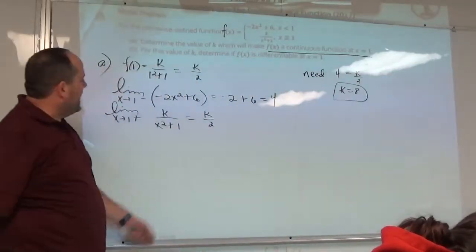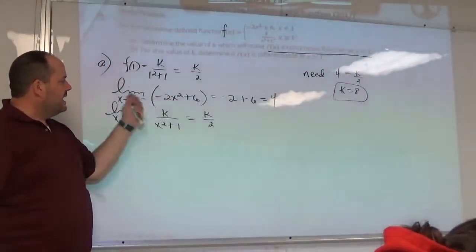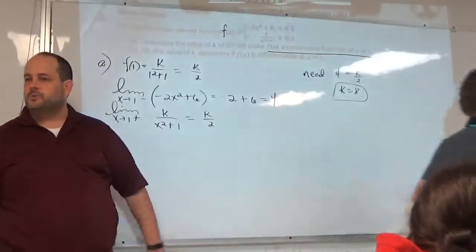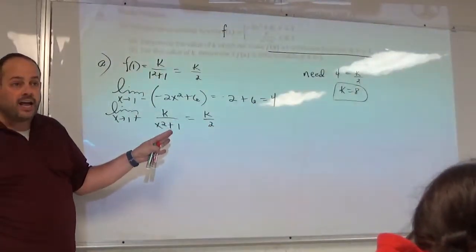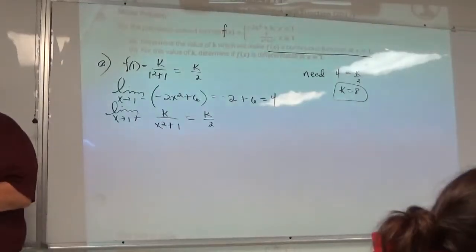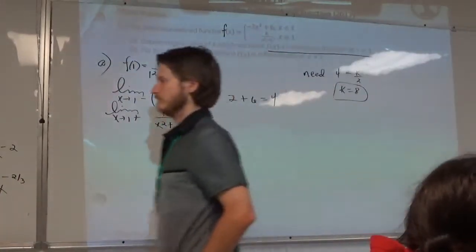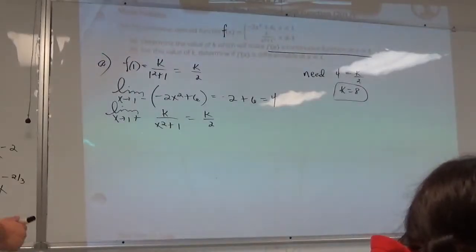If k is equal to 8, f of 1 is 4. The limit as x approaches 1 from the left is 4. The limit as x approaches 1 from the right is 4. Everything works for continuity. Are we good? Yeah. Continuity is good. Now for the push.